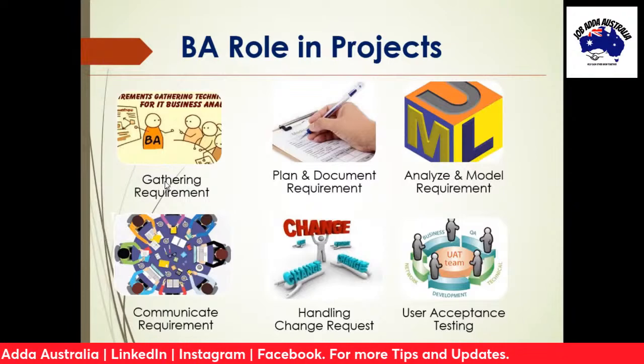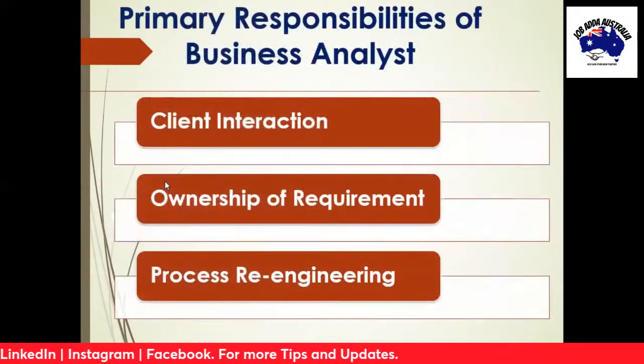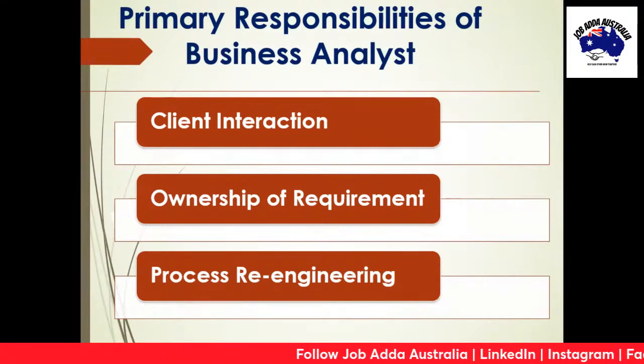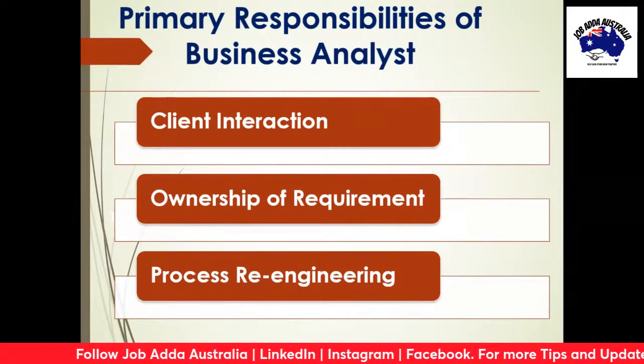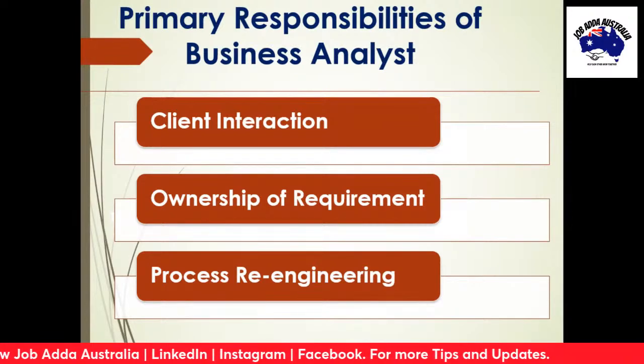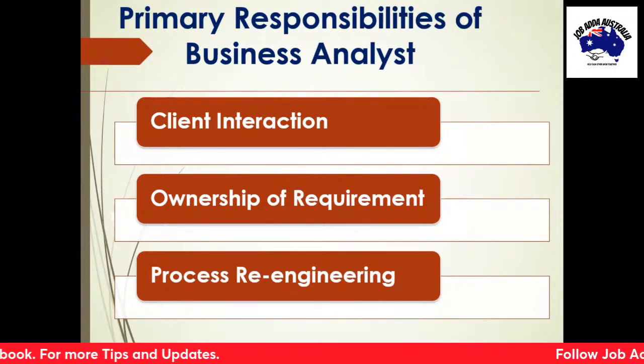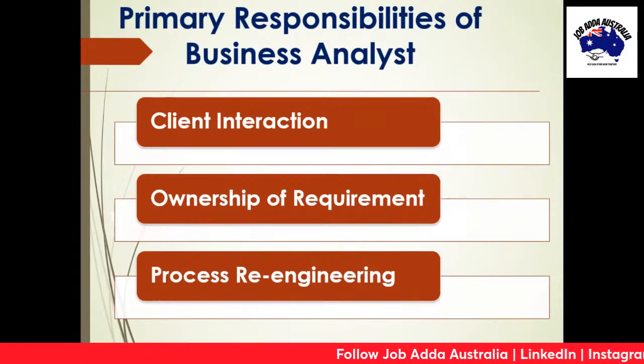So now we are going to talk about the prime responsibilities of a BA. The first and foremost, as we know by this time, is client interaction. As a BA, lots and lots of client interactions are involved. You are going to meet the client, take the requirements, and communicate them to the technical team. If your technical team is facing any kind of problem or issue, they are going to communicate it to you, and you're going to communicate it to the client.